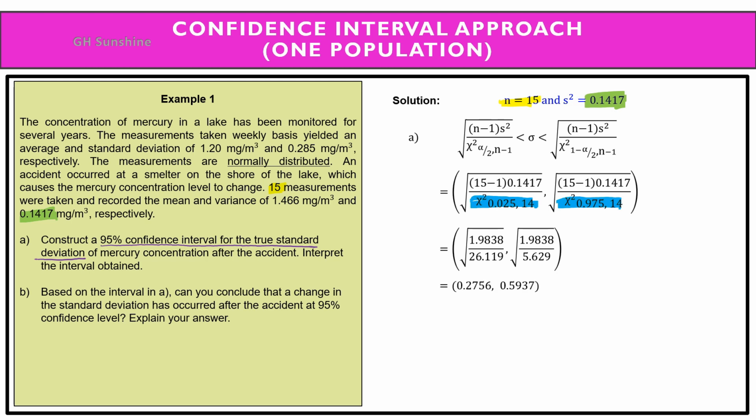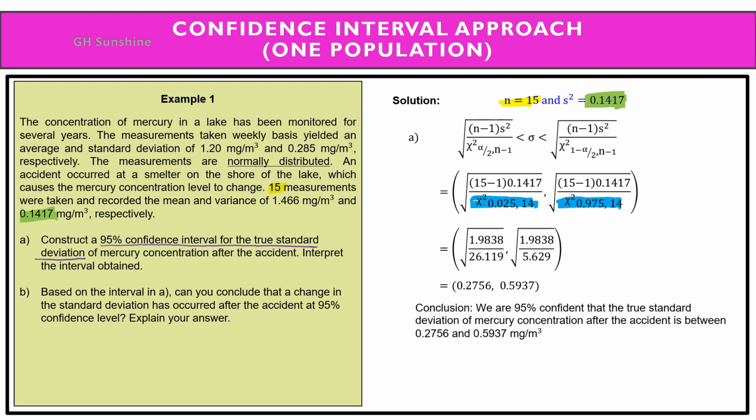At the end, we are 95% confident that the true standard deviation of mercury concentration after the accident is between 0.2756 and 0.5937. So here, conclude from the value obtained.